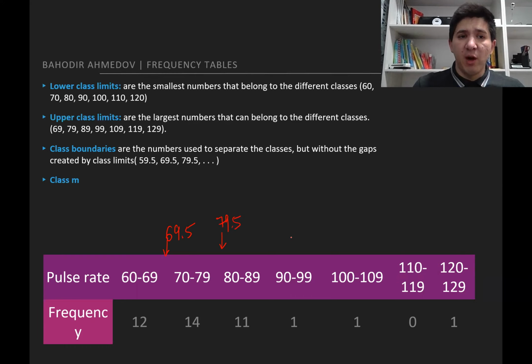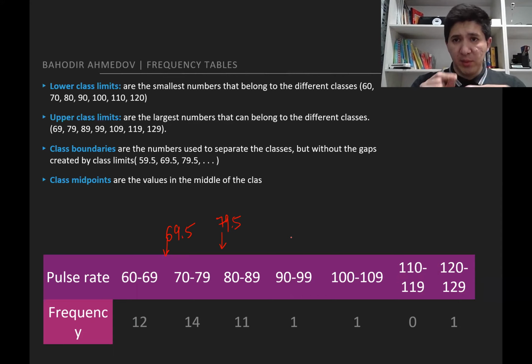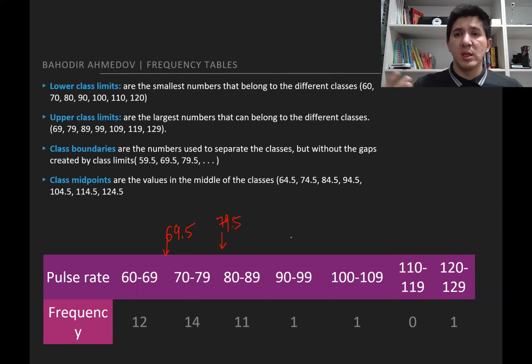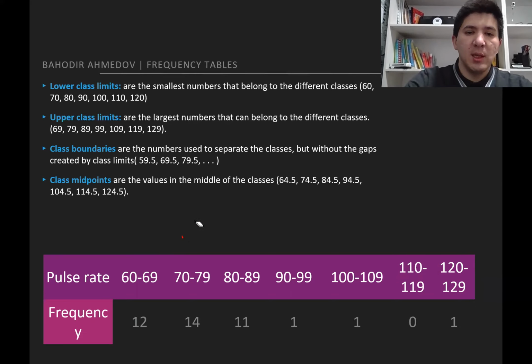I would like to define the class midpoints as well. It's the point which is in the middle of each class. In order to find it, we need to add the lower class limit to the upper class limit and divide by 2. For example, for the first one, it's going to be 60 plus 69 over 2, which is going to give us 64.5.